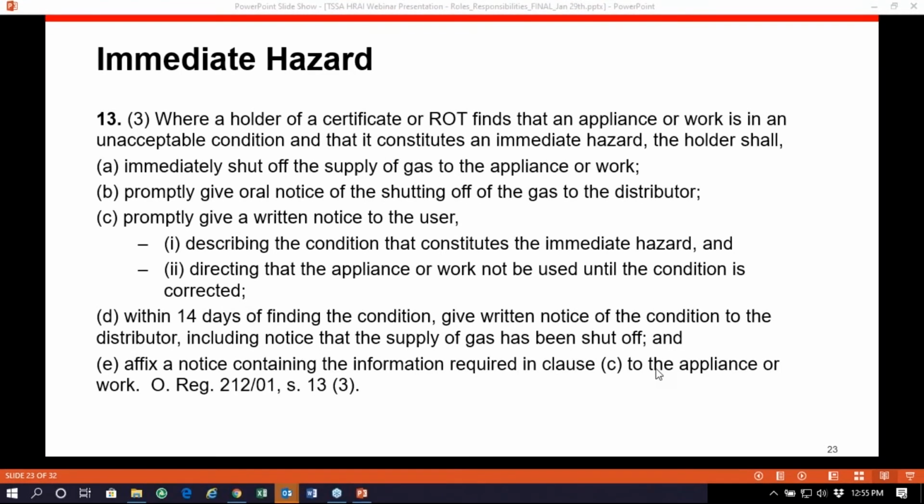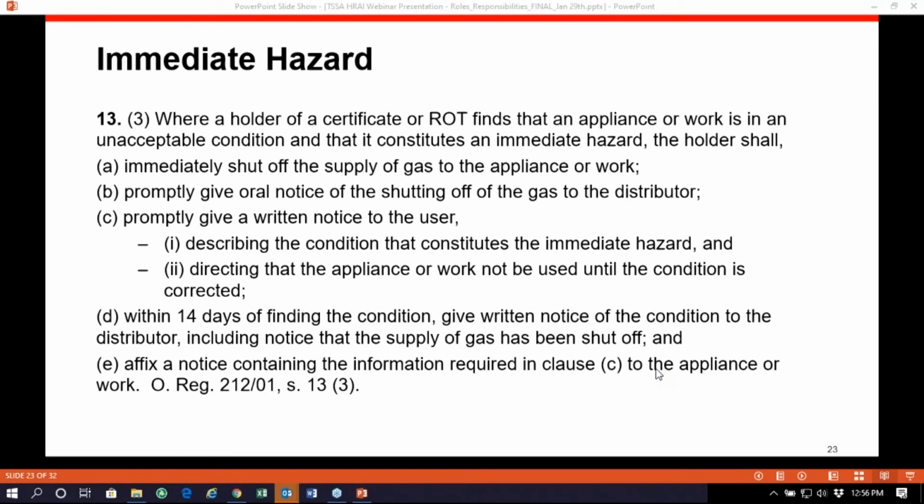So the first, under section 13, is immediate hazard. It's fairly straightforward. You run into a situation where you're finding that an appliance or work is in an unacceptable condition that's an immediate hazard. It could be badly deteriorated venting. It could be a badly deteriorated heat exchanger on a furnace.